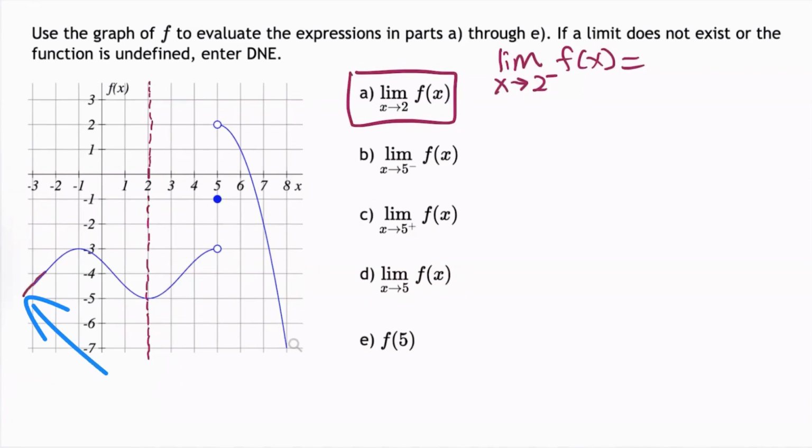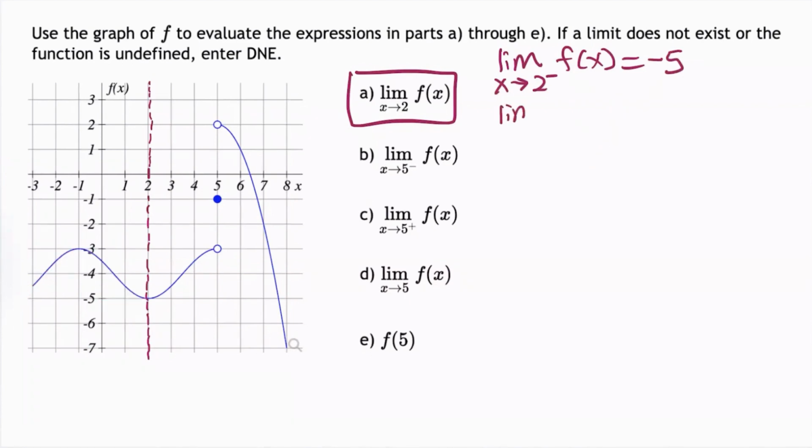So we hop on the left side of the graph and trace along the curve toward the vertical line x equals 2. And on our way, we note the y values as we're getting closer and closer to x equals 2. And it looks like as we get closer and closer to x equals 2, y is approaching -5.